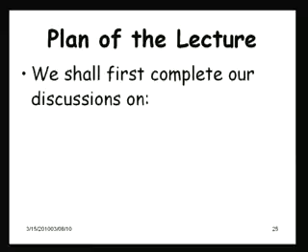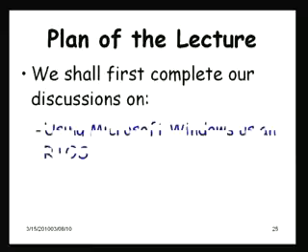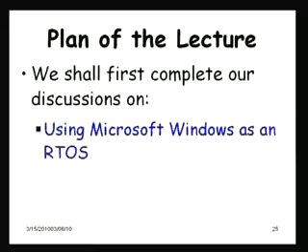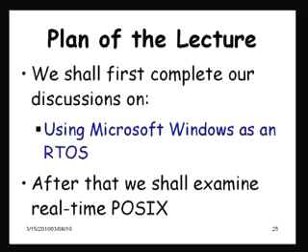So, today we will first complete our discussions on using Windows as a real time operating system. We had looked at Unix, and then we will compare the Windows and Unix features for use as a real time operating system. And after that we shall start discussing real time POSIX.